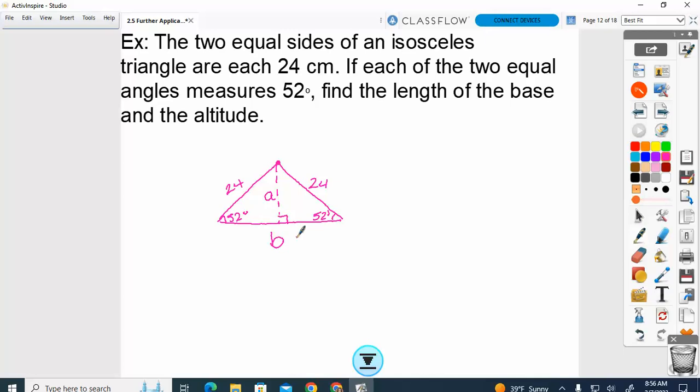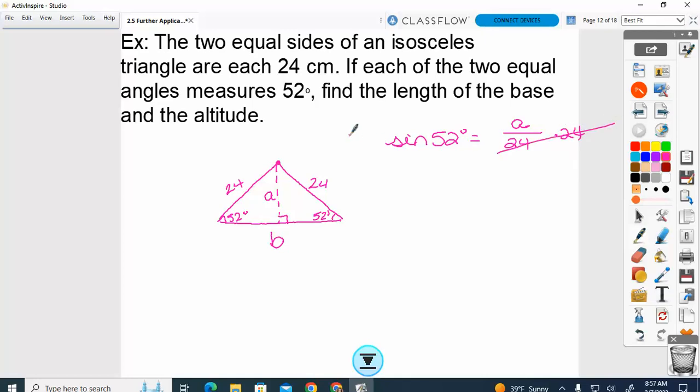Because it's isosceles, one of those properties says that this altitude would actually cut the bottom in half. So we have two identical triangles here. Let's find the altitude first. If we pick one of our triangles, I go for my 52. This is my opposite, and 24 is the hypotenuse. What trig function? So I could say the sine of 52 degrees equals the opposite side A over the hypotenuse 24.